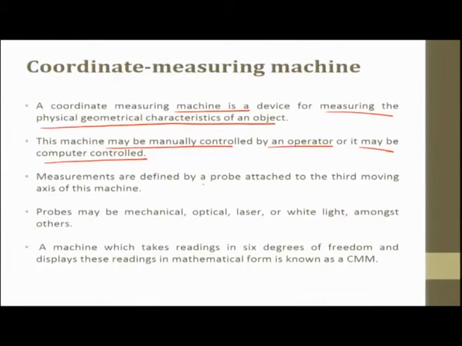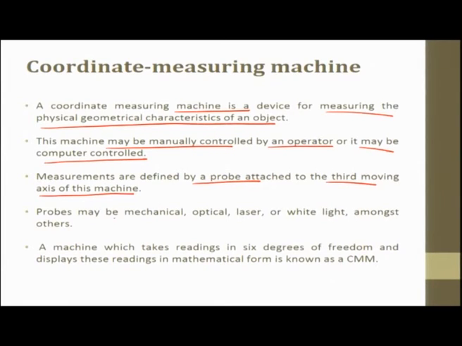We just give the initial point, the starting point. Then after each millimeter or each 2 mm we can give that distance. It will record the points on a specific plane or specific curve, or we can change the direction of our probe. This is CNC control. Manually, we use a joystick and keep touching the probe to control the data. Measurements are defined by a probe attached to the third moving axis of this machine, with the 3 axes being the x axis, y axis and z axis. On the z axis the third moving probe is attached, which helps us record the data.